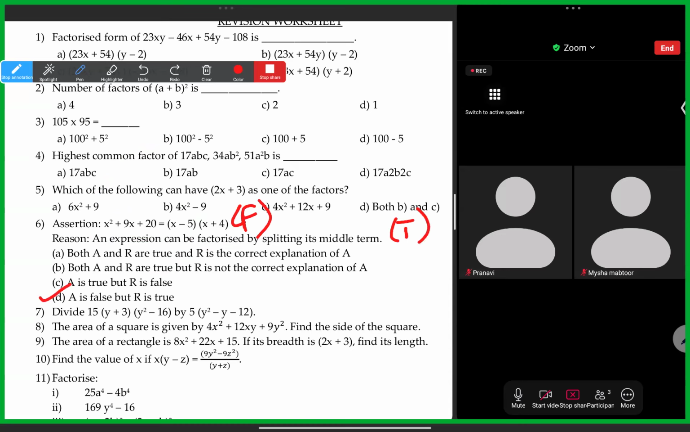Splitting the middle term. Then seventh one, divide 5 into 15 into y plus 3 into y square minus 16 by 5 into y square minus 5 minus 12.